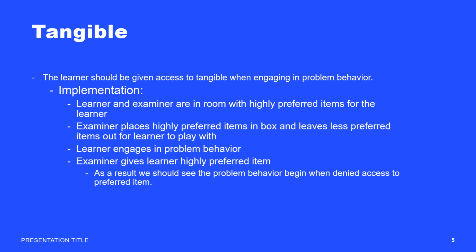So for implementation here, a more brief description would be: Step 1, learner and examiner are in a room with highly preferred items for the learner. Step 2, examiner places highly preferred items in a box and leaves less preferred items out for the learner to play with. Step 3, learner engages in problem behavior. Step 4, examiner gives the learner the highly preferred item. And again, we should see the problem behavior begin when the learner is denied access to the preferred item, and a spike in that problem behavior.